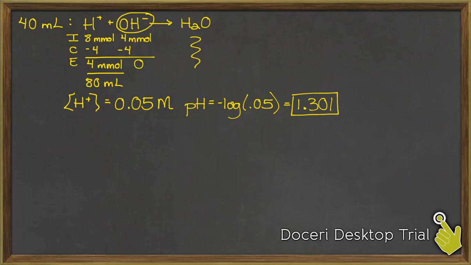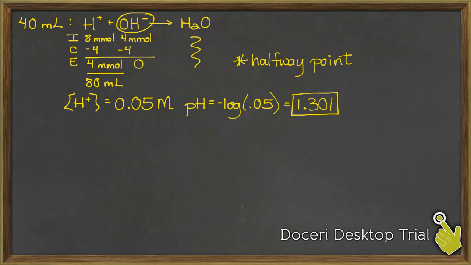Now, this part of the titration has a special name, and I want you to write it down. This point in the titration is called the halfway point, or sometimes it's called the half equivalence point. Halfway to what? Well, I just said it. It's halfway to the equivalence point.